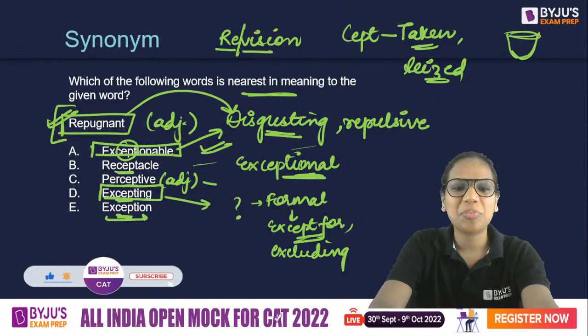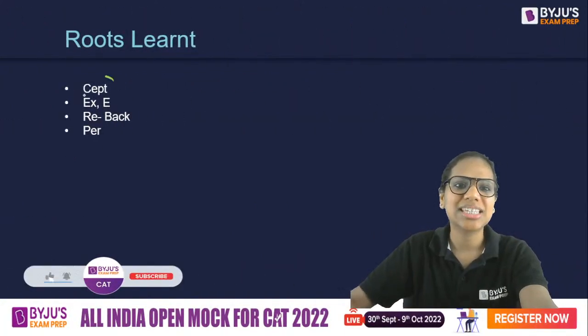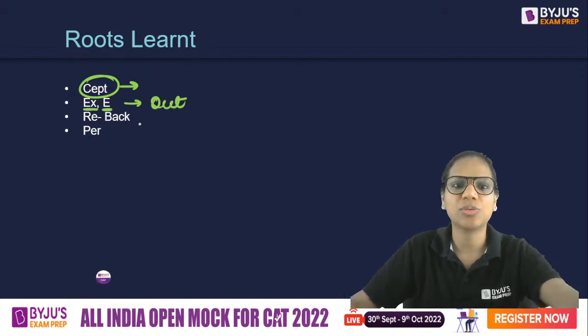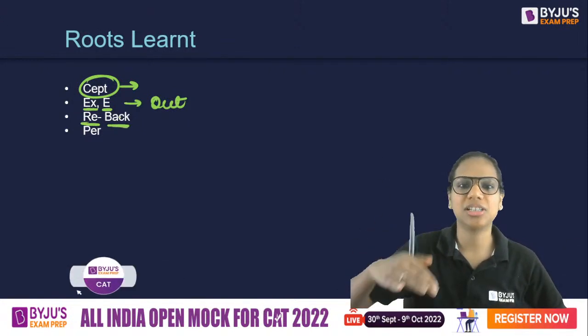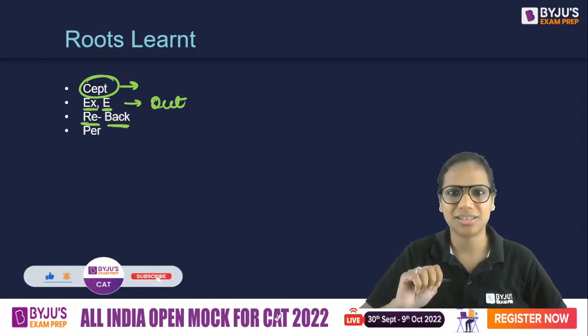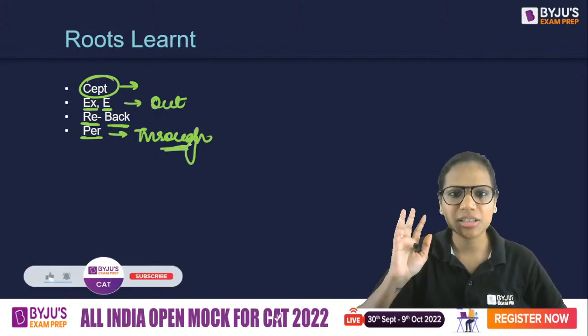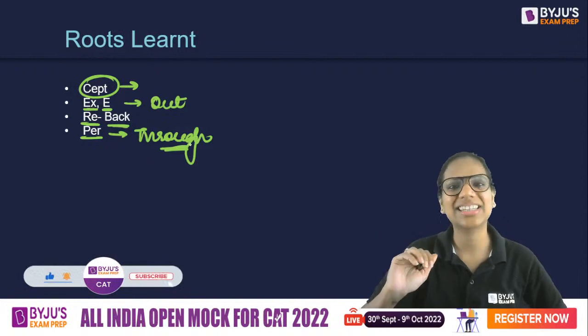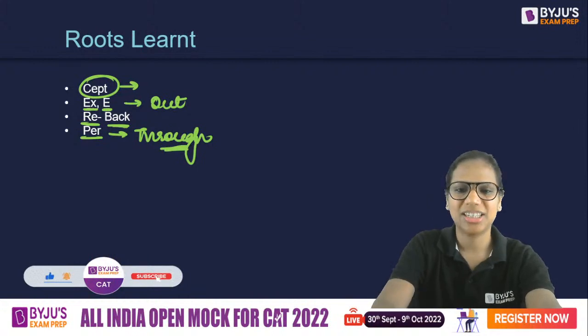Okay, so I hope you will remember these. The roots that we've seen through these: sept, which means taken or seized. As a prefix X and E, they mean out, so exception. That's why I was saying out again and again. Re means back, receptacle. It takes something back and then holds it. Per means through. When you perceive something, you are able to, in a way, understand things, see through things. That's the idea. Okay? All right then.